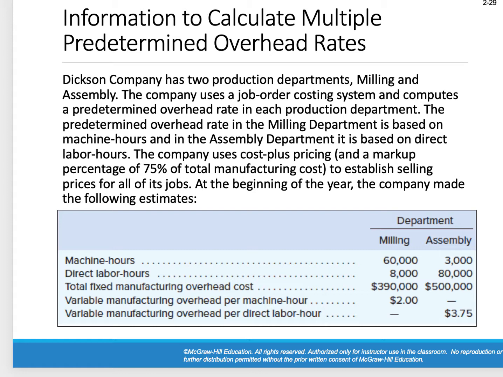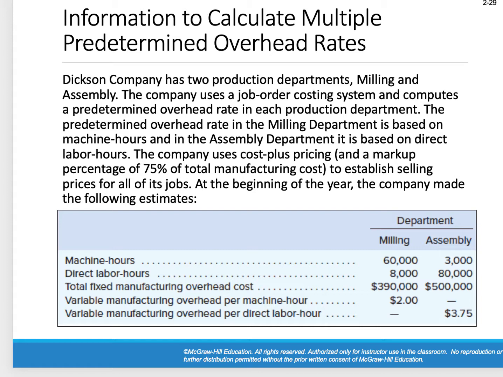Okay, they tell us that the company uses cost-plus pricing. So they mark up the price of the product based on 75% of the cost, right? So they take the cost, whatever that cost is, multiply it by 75%, and that's the markup. So that's how they establish the selling price for each job. They tell us that at the beginning of the year, this company made the following estimates.